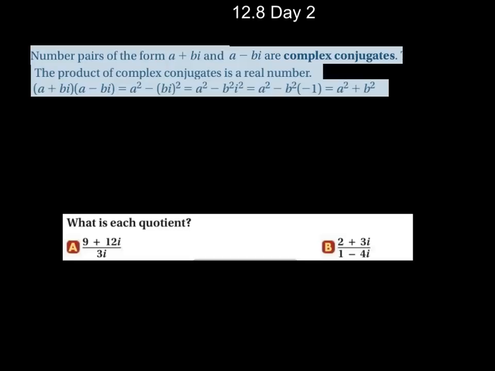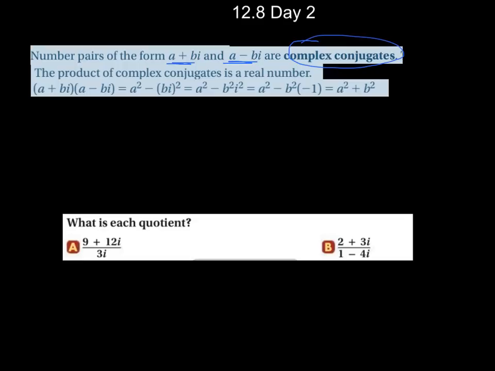We're going to continue on in 12.8 talking about complex numbers. We're going to start out by talking about complex conjugates. When we talk about these complex conjugates, we're talking about a plus bi, and its conjugate would be a minus bi. So the only change is the sign in the middle.